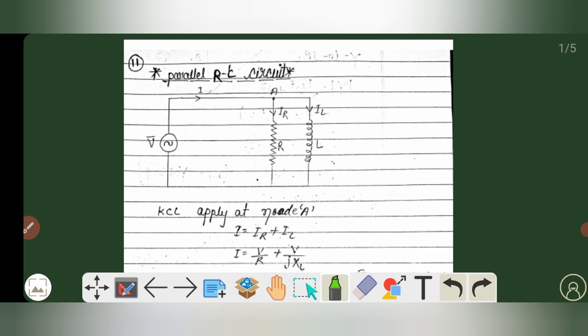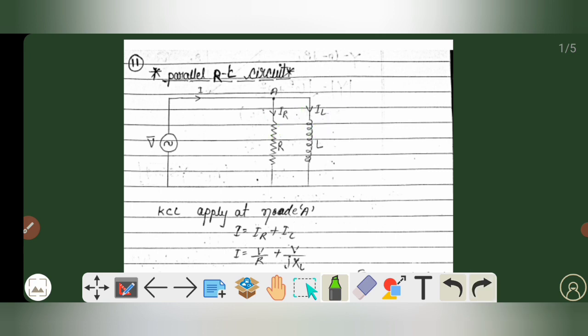As you can see in the given diagram, there are two elements. The first one is a resistor, and the second one is an inductor. Both these elements are connected in parallel with each other. The voltage source is denoted by V, and the overall current of the circuit is denoted by I. This is node A, and the current flowing through the resistor is denoted by IR, and the current flowing through the inductor is denoted by IL.